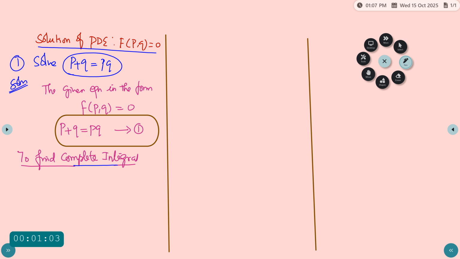Then we are going to find three types of integral. One is the complete integral, another is the singular integral, and the third is the general integral. Let us do it one by one. First, the complete integral. How can you find the complete integral?